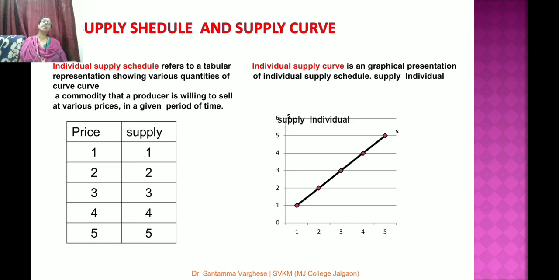According to the supply schedule, a supply curve is derived. What is the individual supply curve? It is a graphical representation of the individual supply schedule. Individual supply curve is a graphical representation of an individual supplier in which he has sold the particular commodity at the prevailing price. In this, I have taken 1, 2, 3, 4, 5. On the y-axis is price and on the x-axis is quantity supplied. SS is the supply curve. It is sloping upwards from left to right, showing that along with the increase in the price, the supply also increases.